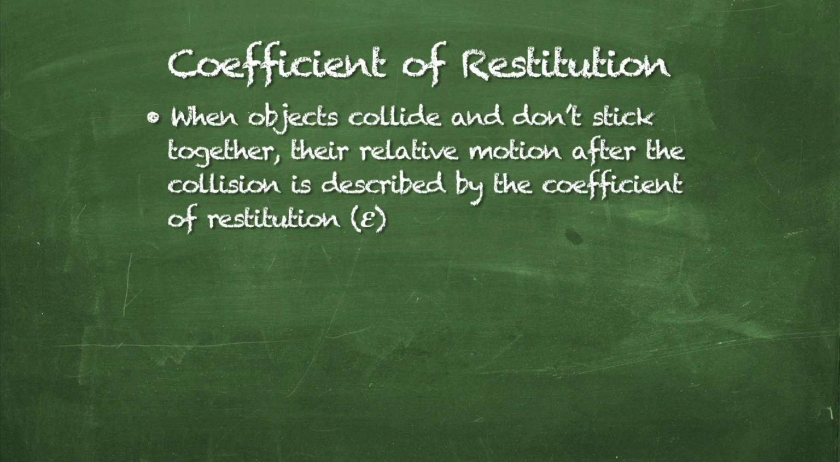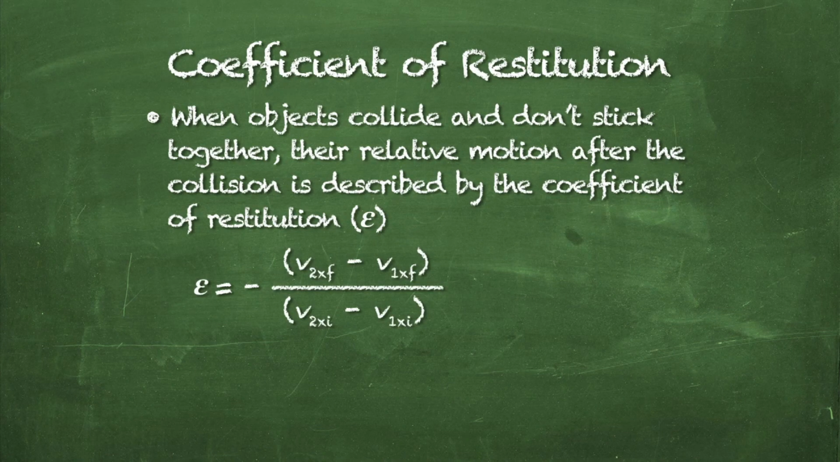And the coefficient of restitution is defined as minus the quantity V2x final minus V1x final divided by the quantity V2x initial minus V1x initial.